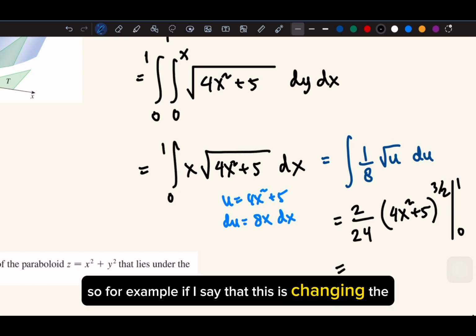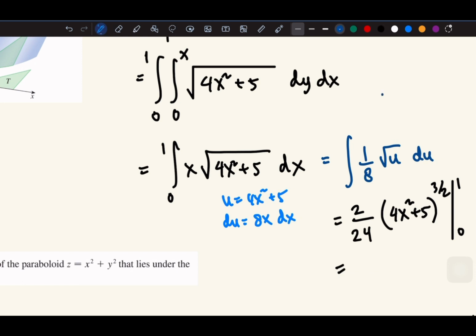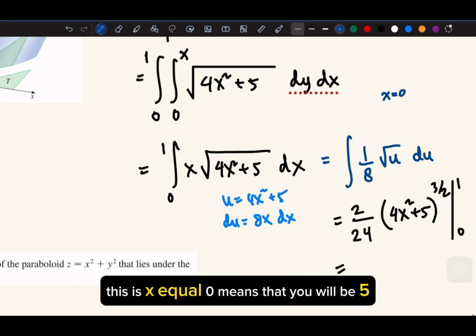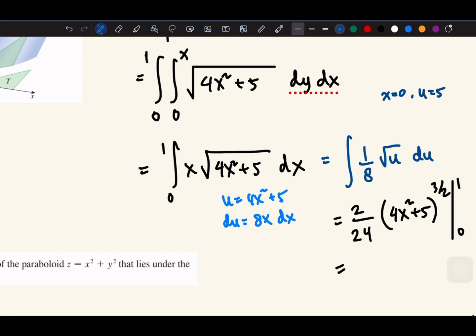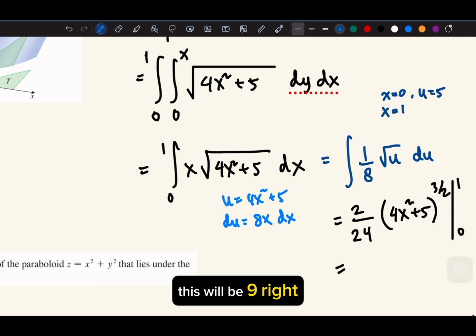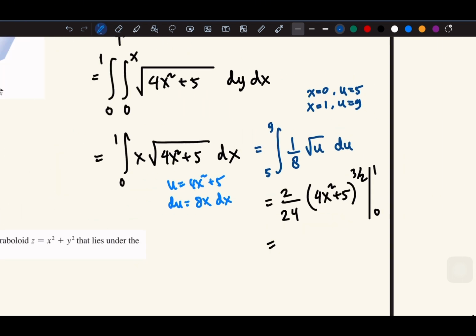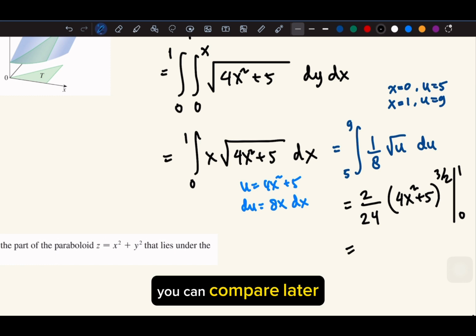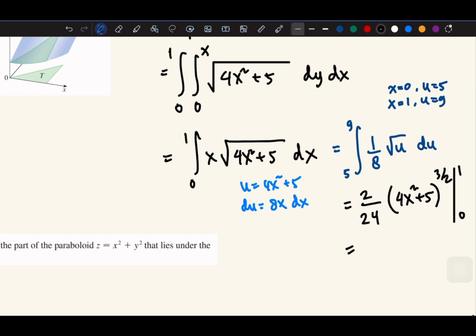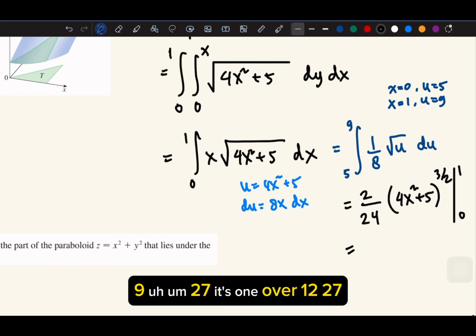So, for example, if x equals 0, that means u will be 5. When x equals 1, this will be 9, right? So the limits will be 5 to 9. You can compare later. So this will be 4 plus 5 is 9. 9 to the 3 over 2 is 27, right? It's 1 over 12, 27.